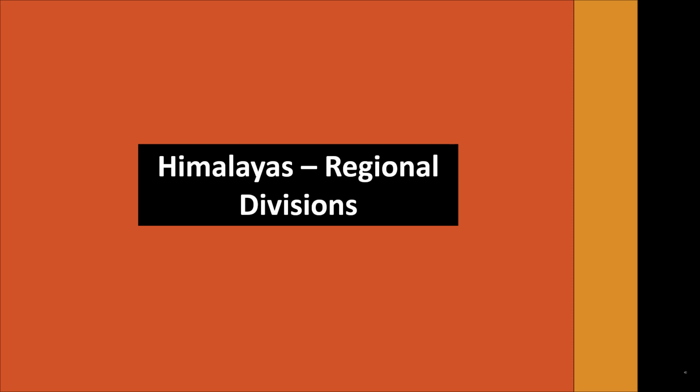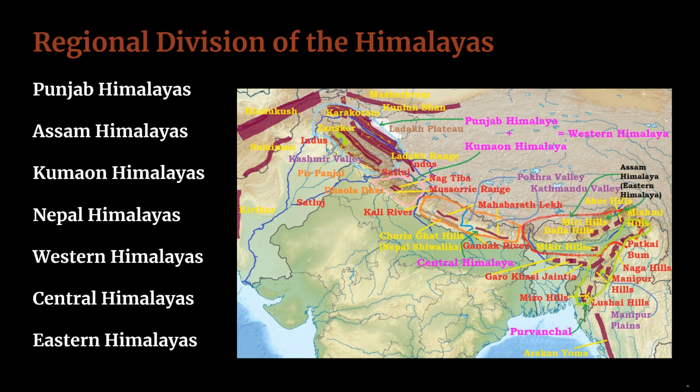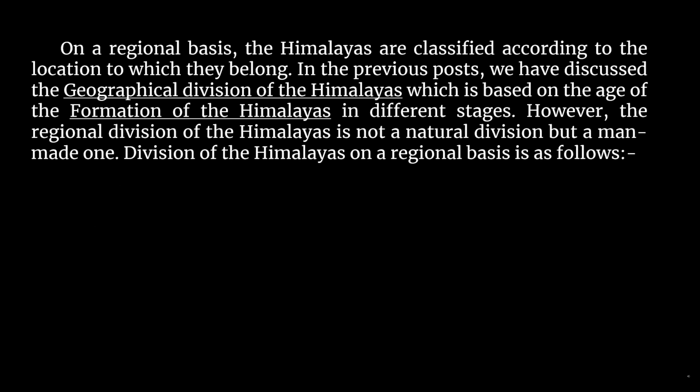Himalayas, regional divisions. Regional division of the Himalayas. Punjab Himalayas, Assam Himalayas, Kumaon Himalayas, Nepal Himalayas, Western Himalayas, Central Himalayas, Eastern Himalayas. On a regional basis, the Himalayas are classified according to the location to which they belong.